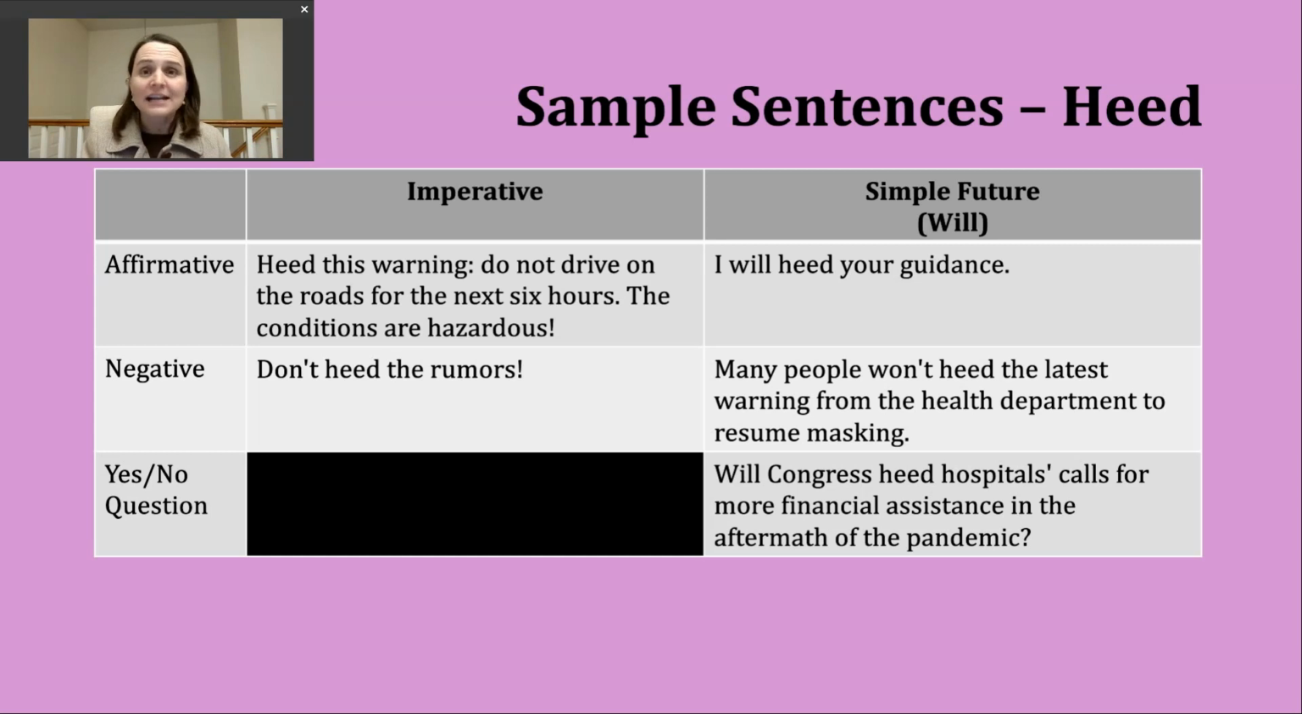Here, someone is saying, I'm going to pay attention, I'm going to follow your advice. Okay? If you want to make a negative sentence in the simple future, your structure is going to be to start with your subject, then will not, and then the base verb. You might also hear people use the contraction won't and then the base verb. You can see that in my example sentence here. Many people won't heed the latest warning from the health department to resume masking.